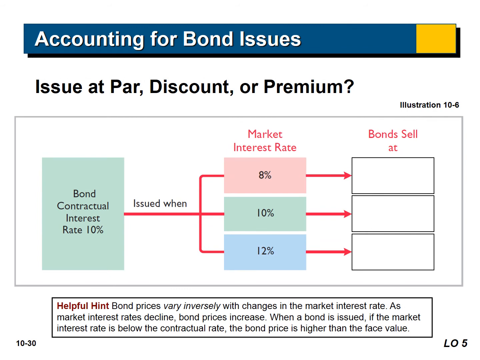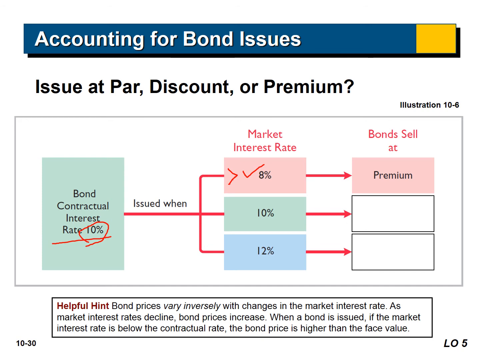The question is, is the bond issued at par, at a discount, or at a premium? If the contractual rate is 10%, now that's what we promised to pay them, but the market rate is 8%, then the bonds will sell at a premium. That's because what we're paying, 10%, is greater than the 8% that the market's paying. So everybody's going to want to buy our bonds, which drives up the price.